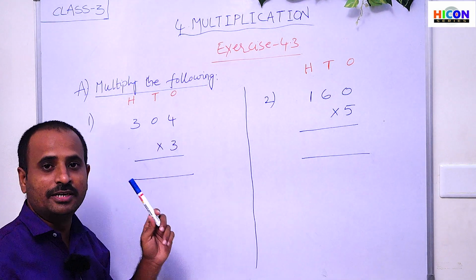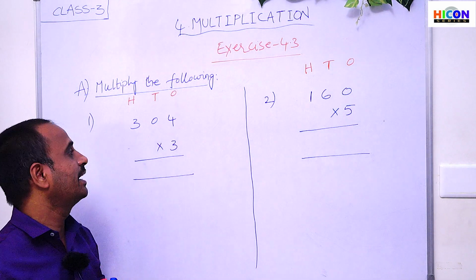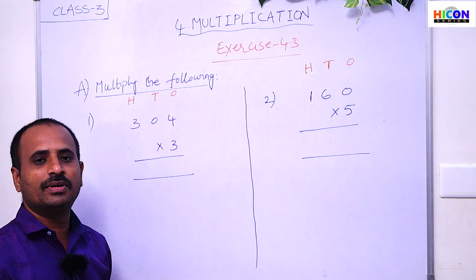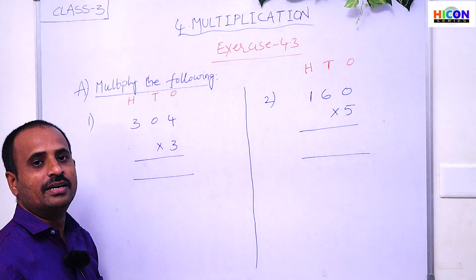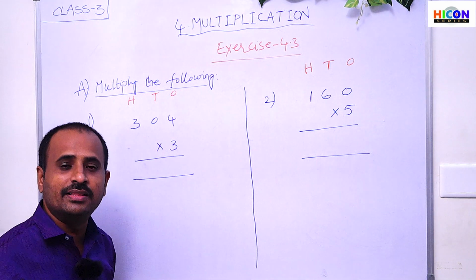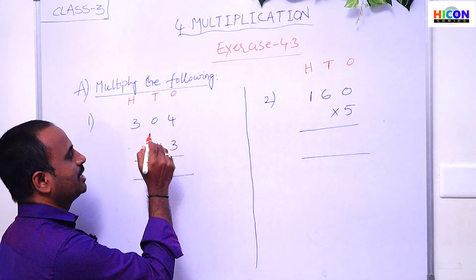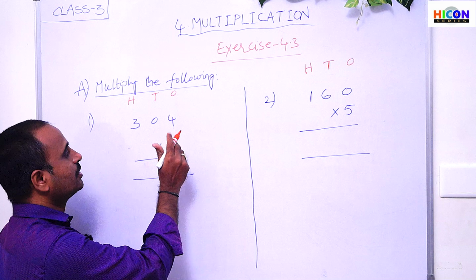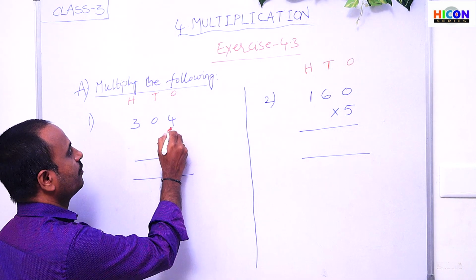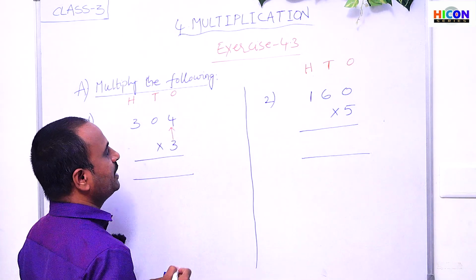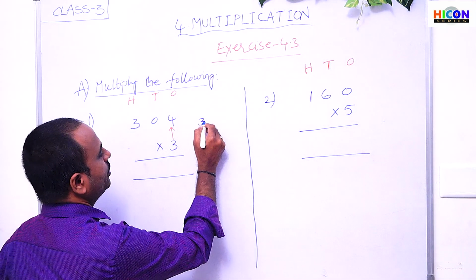So let us start multiplication from the ones place. Already we have discussed how to multiply a given number with a single digit number. First we have to multiply the digit in the ones place with 3. Which digit is in the ones place? 4 is in the ones place. So multiply 4 with 3, that is 3 into 4.